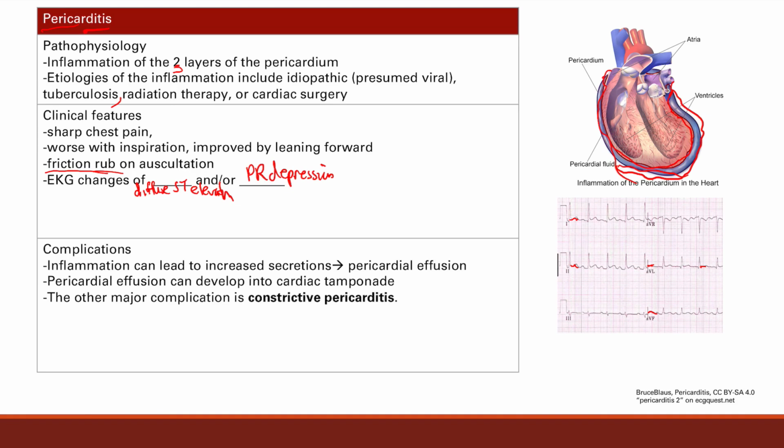Now, this effusion can develop into something called cardiac tamponade. We're going to talk more about that in a second. But tamponade is basically when you have too much fluid in that pericardial sac, and it's exerting a lot of pressure onto the heart. It's preventing the heart from expanding very well. And there's overall lots of pressure on all 4 chambers of the heart. The other major complication from this is constrictive pericarditis. Now we're going to talk about both of those. So let's get into it.